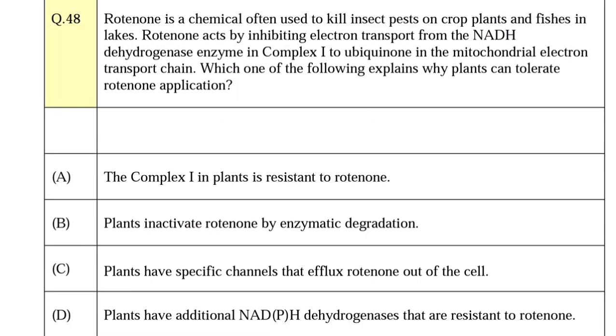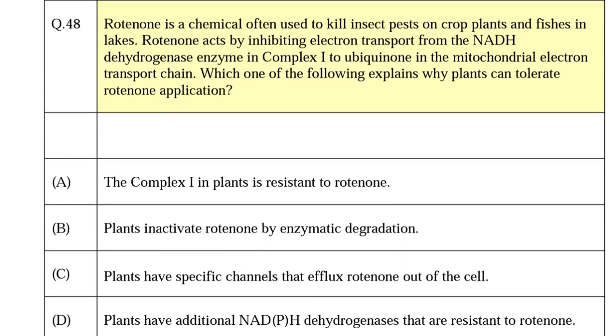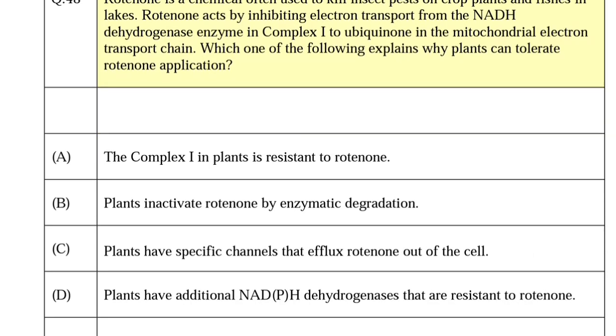Q.48. Rotenone is a chemical often used to kill insect pests on crop plants and fishes in lakes. Rotenone acts by inhibiting electron transport from the NADH dehydrogenase enzyme in complex I to ubiquinone in the mitochondrial electron transport chain. Which one of the following explains why plants can tolerate rotenone application?